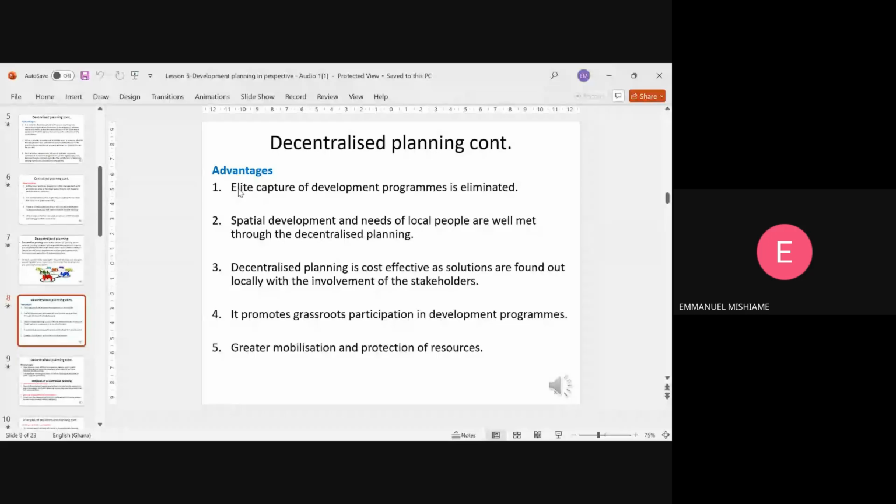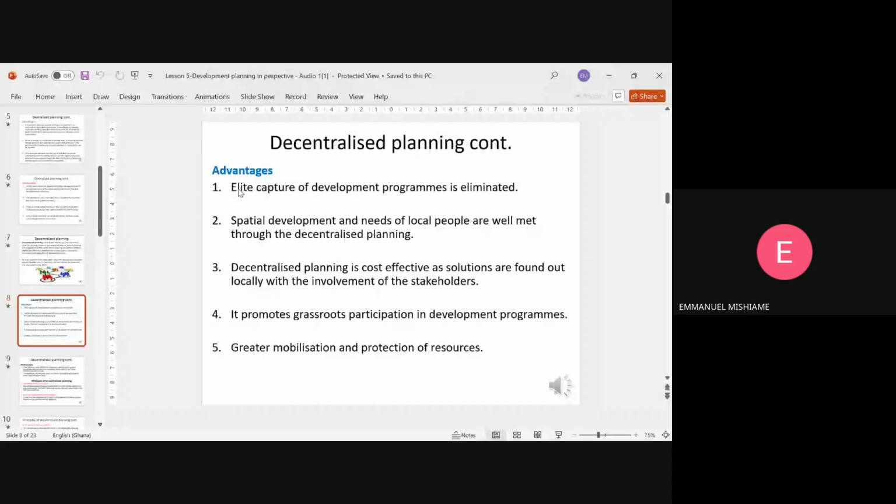Okay. Now, fourth, it says that it promotes grassroots participation in development programs. So it helps in bringing on board everybody. So people then begin to feel that sort of belongingness. Okay, they can feel that, oh, they are appreciated in the community. And then lastly, it says greater mobilization and protection of resources.